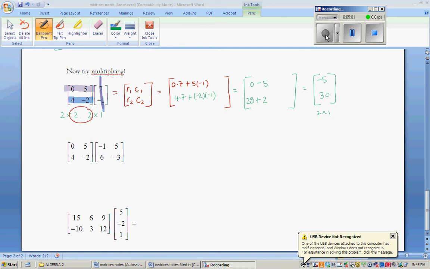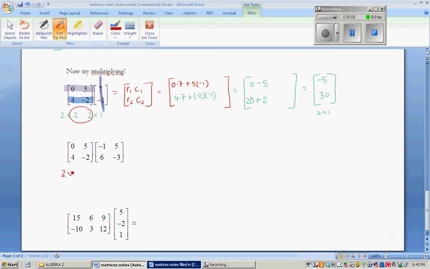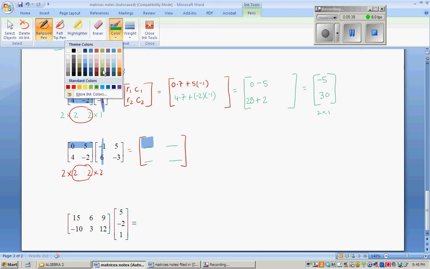All right, we're going to start one together, and you're going to finish it tonight for homework. We're going to do this 2 by 2 times another 2 by 2. Since our middle numbers are the same, we look to our outward numbers to know that we're going to be left with another 2 by 2 matrix. I'm going to put little markings where we need to fill stuff in. Now, if you remember, we're going to multiply the first row times the first column to get this very first spot.